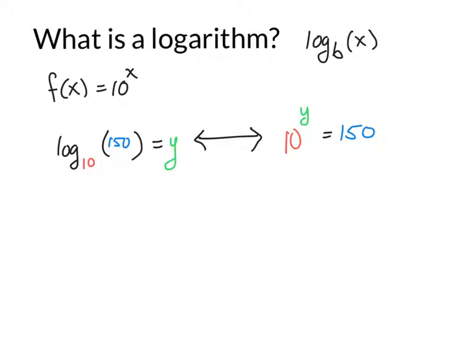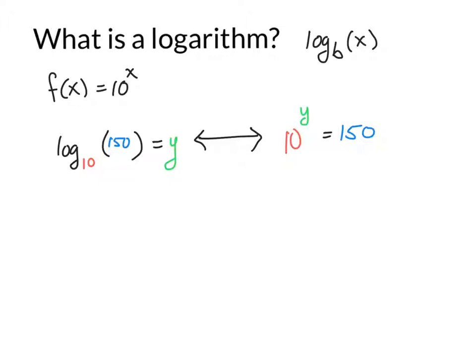So if I wanted to answer this question, the exponent that I have to put on 10 to get an output of 150 is this over here, log base 10 of 150. So a logarithm is an exponent. When I read log base 10 of 150, what I'm telling myself is, well, this is the exponent that has to go on 10 to give me an output of 150.